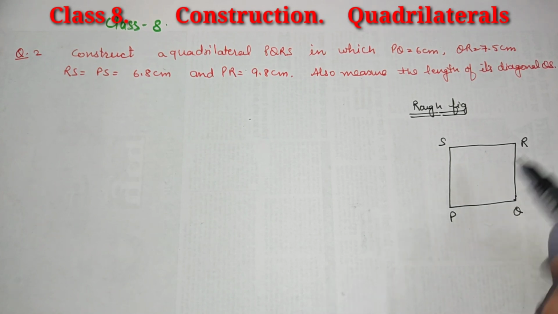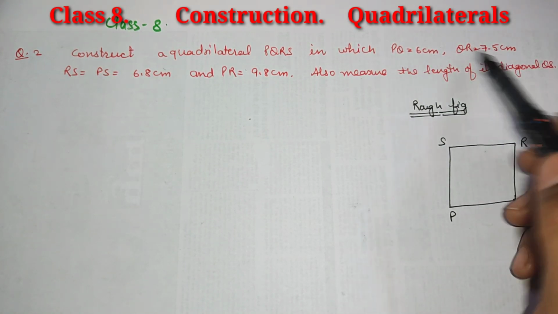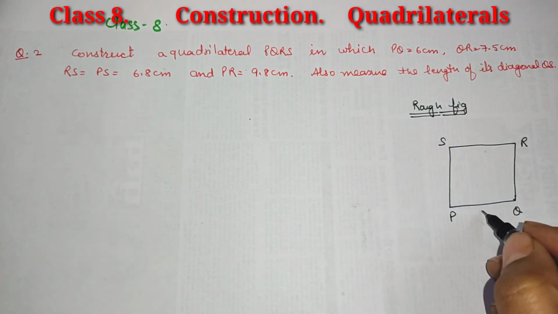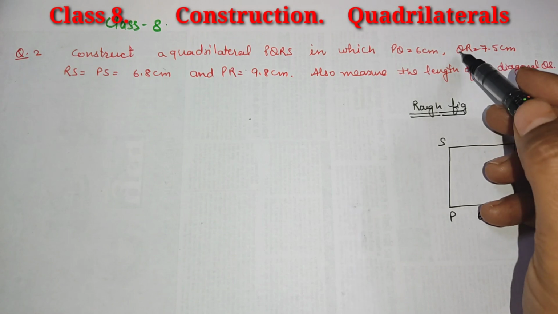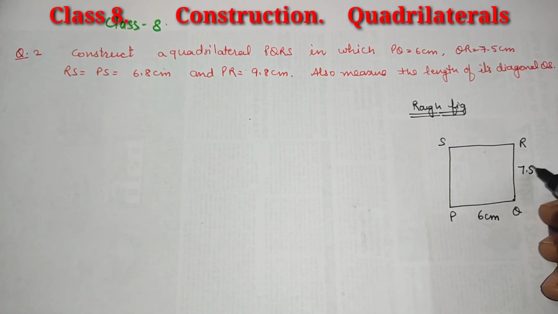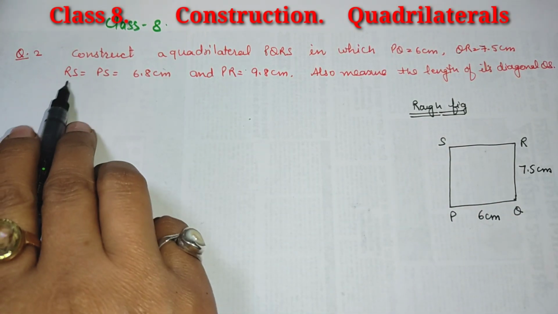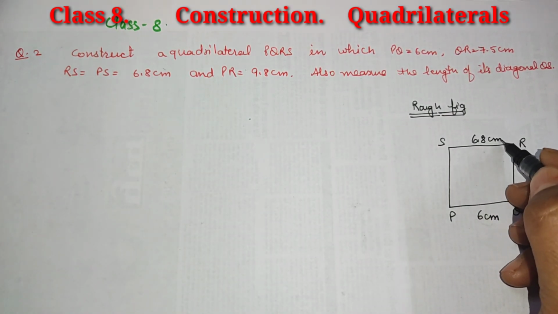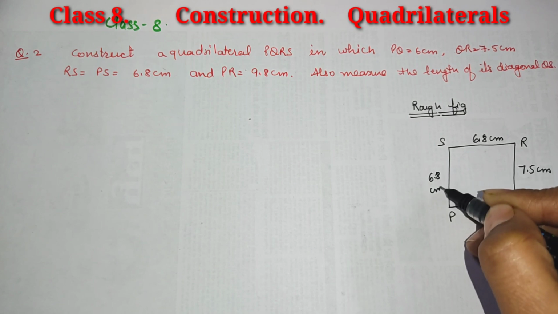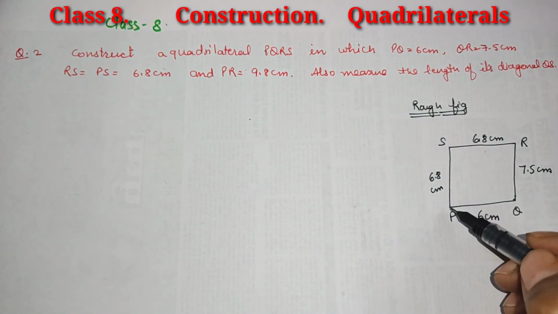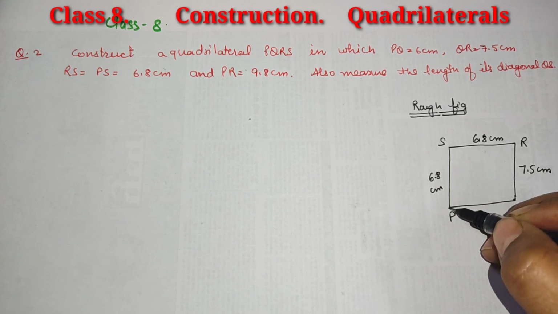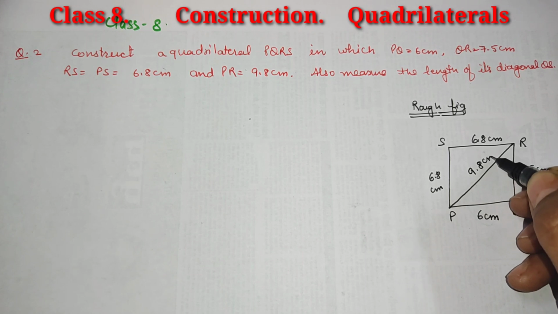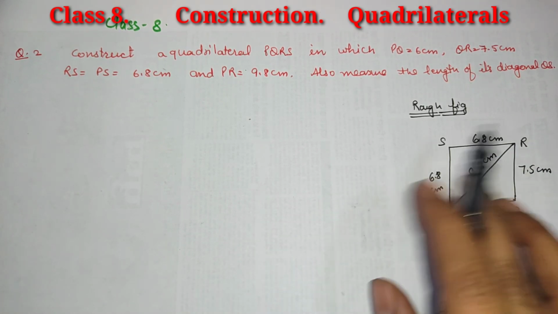It depends on you. Afterward, the things they have given in our question, you have to write here. PQ is 6 cm, write it here, 6 cm. QR is 7.5 cm. RS and PS both are given 6.8 cm and 6.8 cm. PR, see, P and R means you have to join it, and it's the diagonal of this quadrilateral. This is given 9.8 cm. Okay, these things are given.